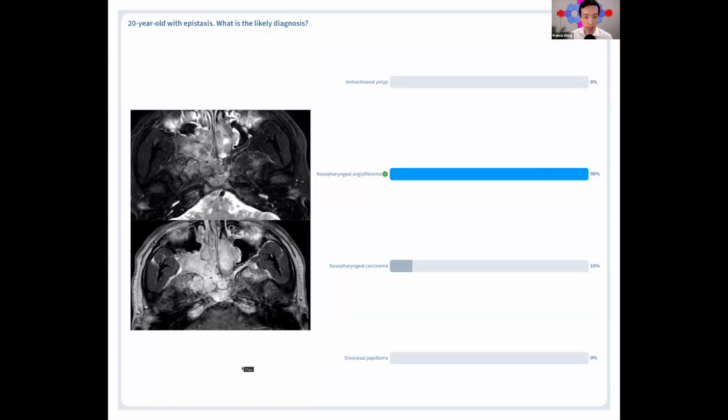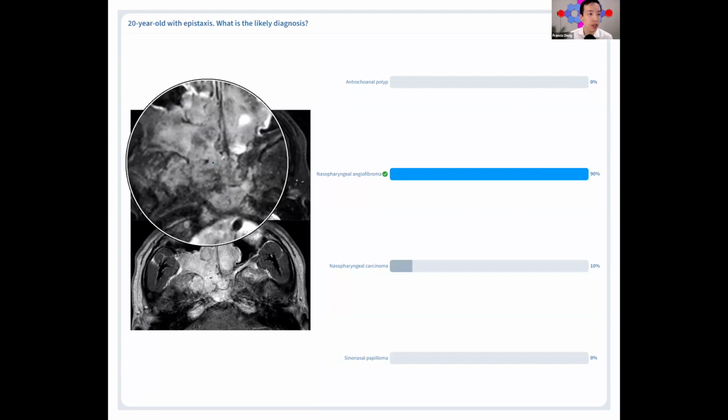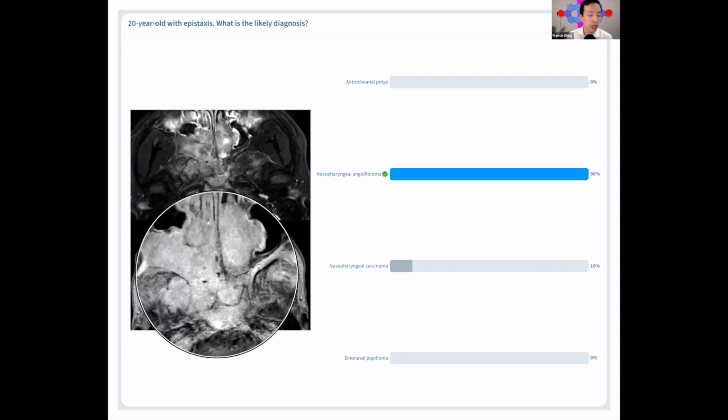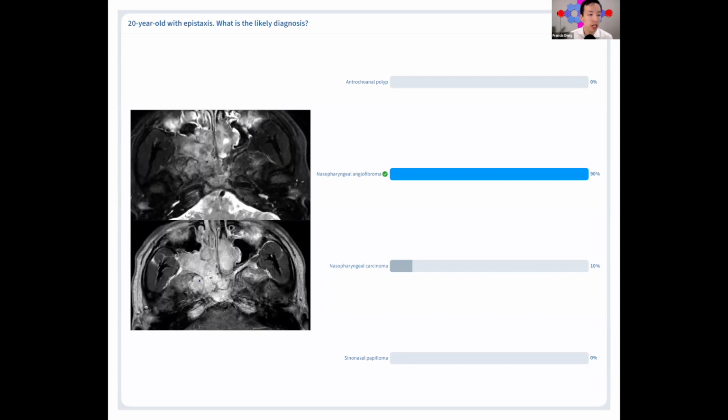Okay, 90% got the correct answer, which is nasopharyngeal angiofibroma. The typical vignette that you'll get in these cases is a young adult or adolescent male who presents with epistaxis. The typical imaging features for this entity are a very well vascularized mass. Sometimes you can see flow voids within the mass. If you look closely, these dark dots here represent flow voids within the mass. You can see them on the T1 post-contrast image as well, and it is otherwise homogeneously contrast enhancing because it's very well vascularized.